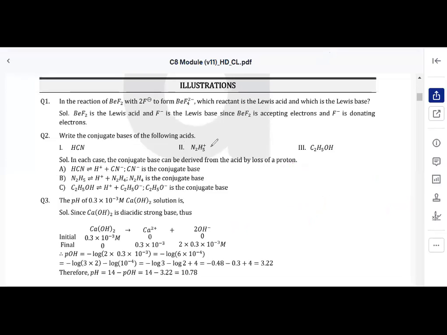Now, question number 2. Write the conjugate acid-base pair. Let's see this, HCN. HCN will give H plus and CN minus, so obviously CN minus is the conjugate base of HCN. In the same way, N2H5 plus and C2H5OH. If it is removing H plus, it is your conjugate base, as simple as that. Got it, everyone?